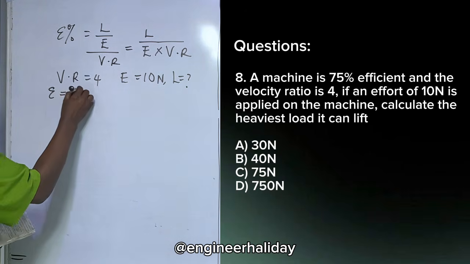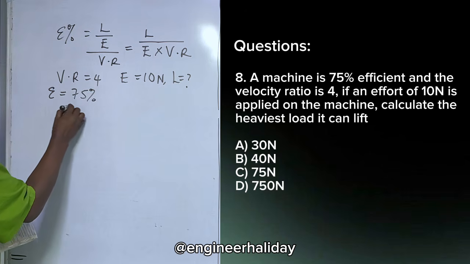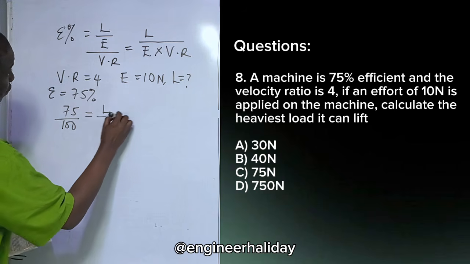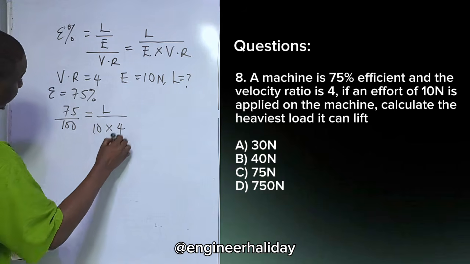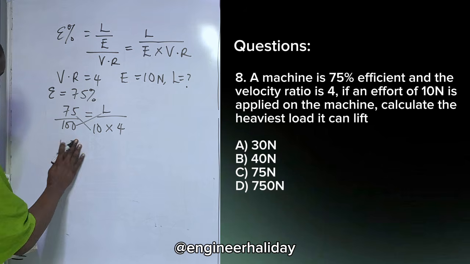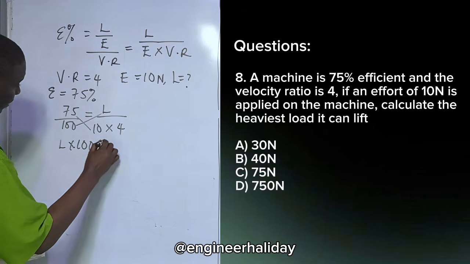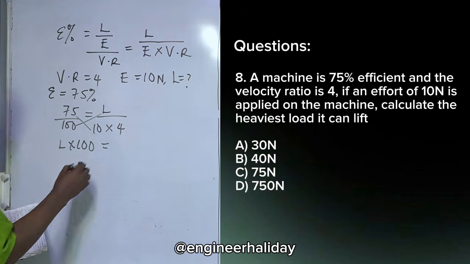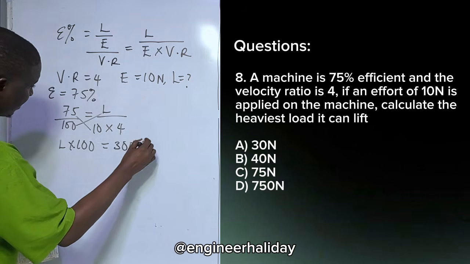Efficiency is 75%. So we have 75 over 100 equals load, which is unknown, over effort times velocity ratio. We cross multiply. Load is equal to what? Times 100 is equal to 75 times 4, which is 300, times 10.